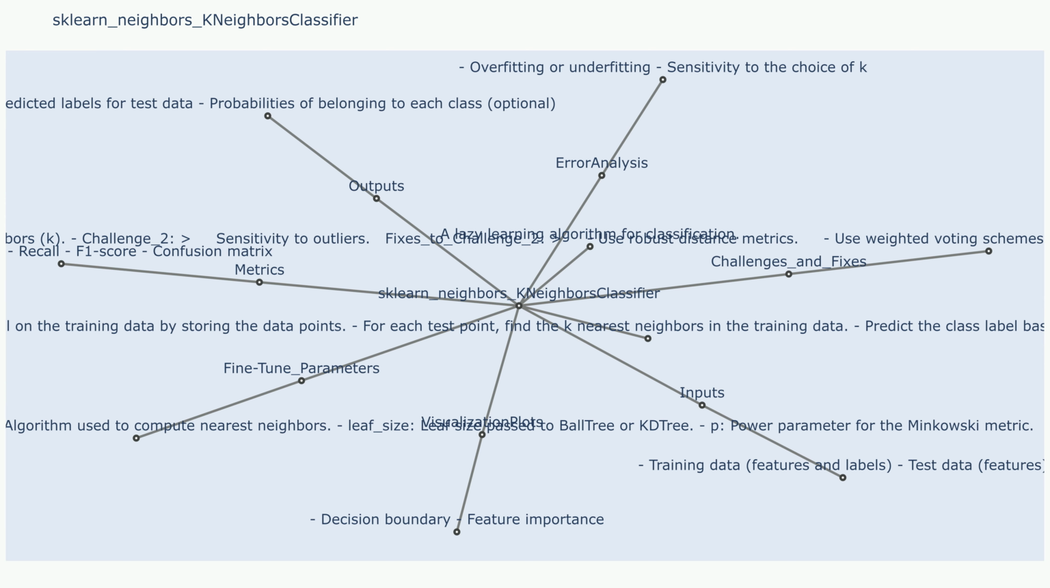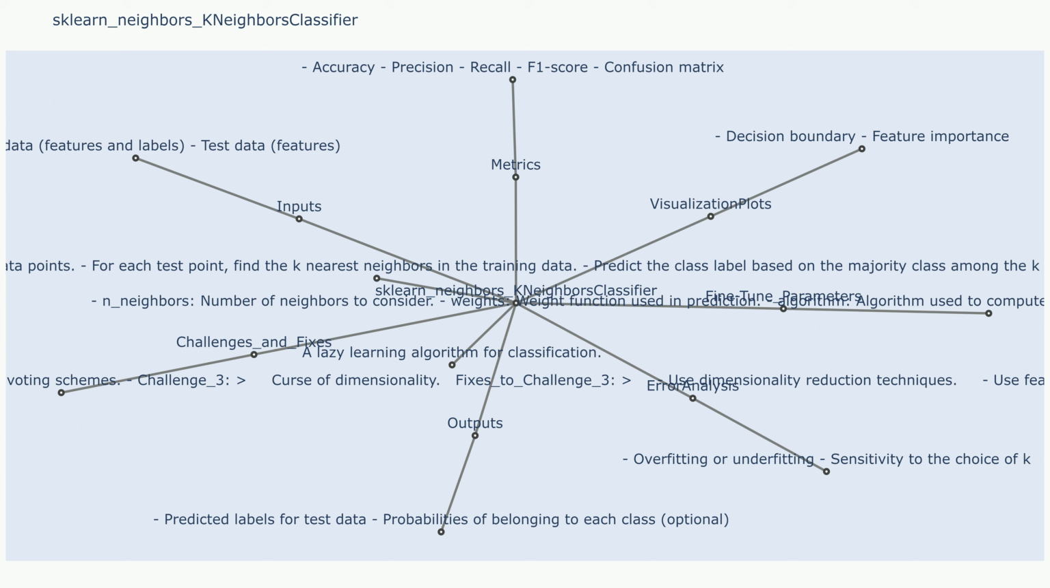It works by finding the k closest training samples to a new data point using a distance metric, e.g., Euclidean distance, and then predicting the class of the new data point based on the majority class among its k neighbors. Inputs: X, a 2D array of shape n_samples.